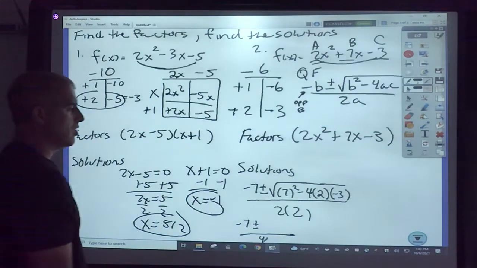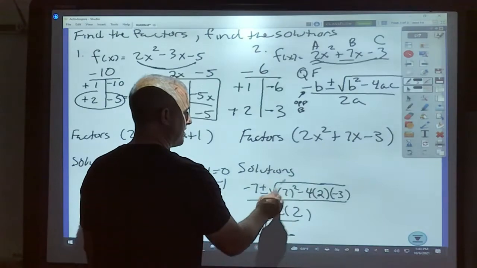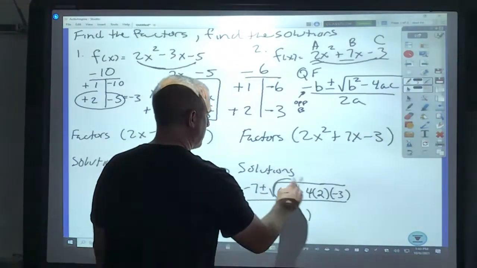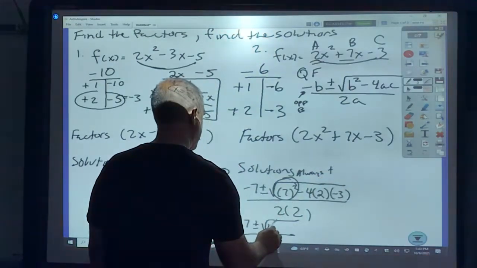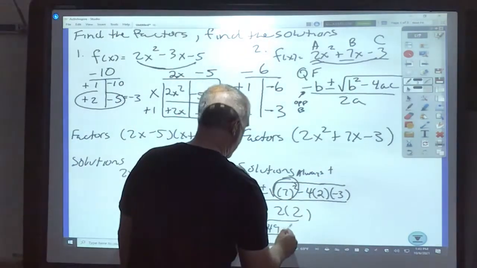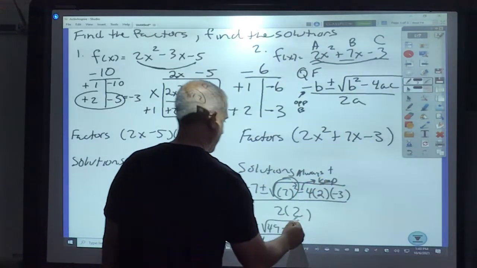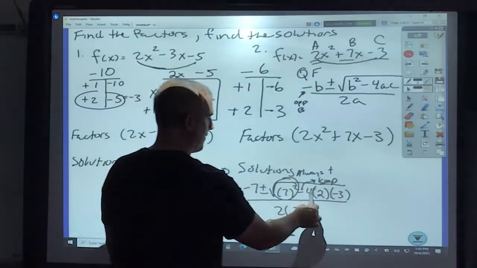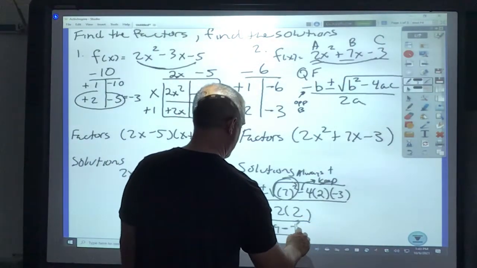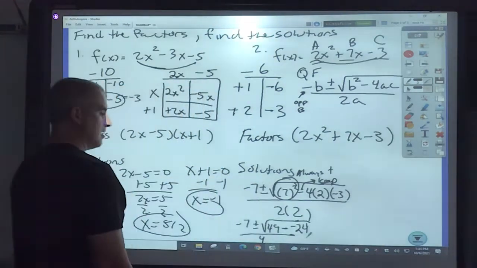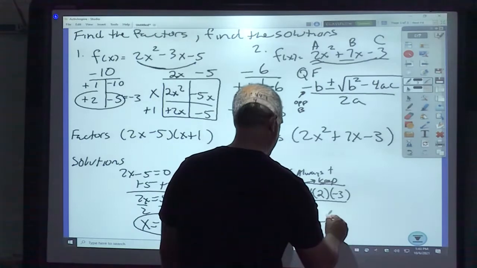Now, what we have here, when you do this computation, understand that this result will always be positive. So that's going to be 49. Now, I would always keep the minus there, and then I would calculate this. 4 times 2 is 8. 8 times -3 is -24. So if I do that, 49 minus that would be 73.